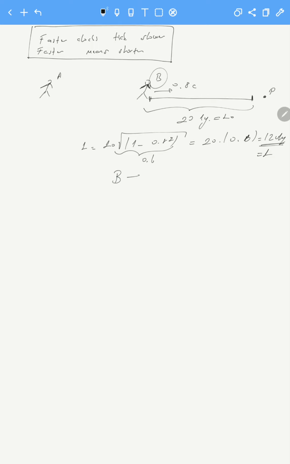So Bob just goes for 12 light years and then returns back for another 12 light years, right? So this is 24 light years of total voyage that has been done at a speed of 0.8 c. So actually we are going to calculate how much time Bob had spent in this space shuttle.